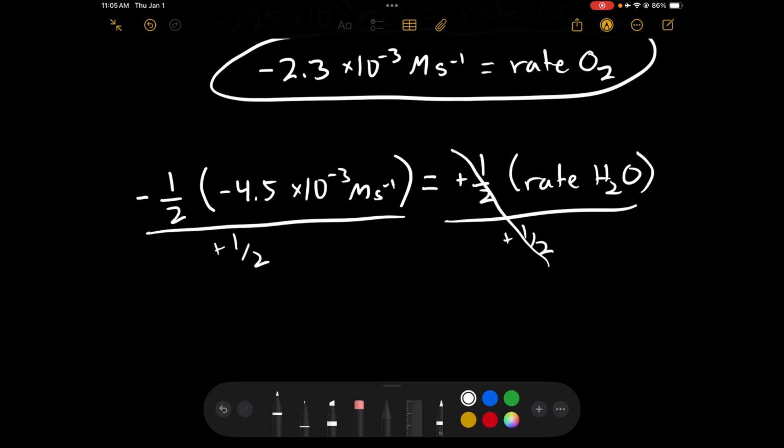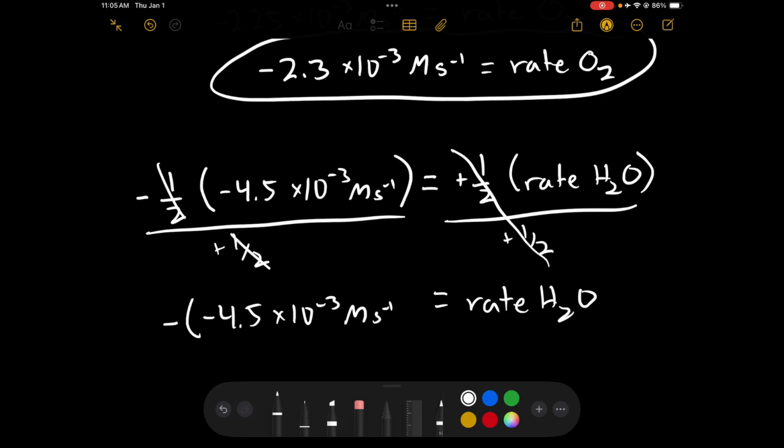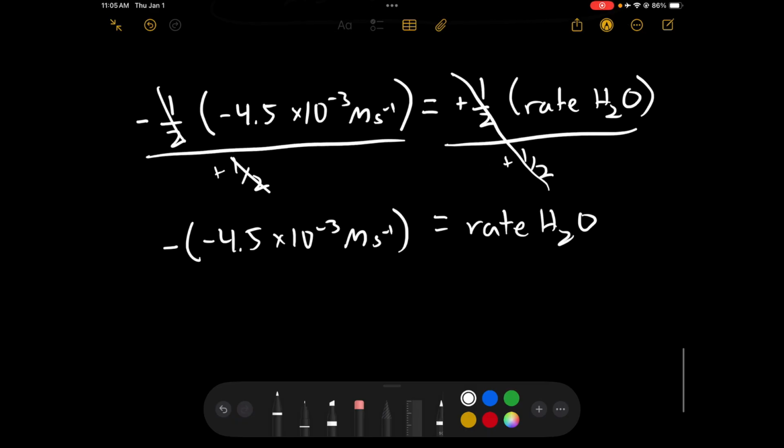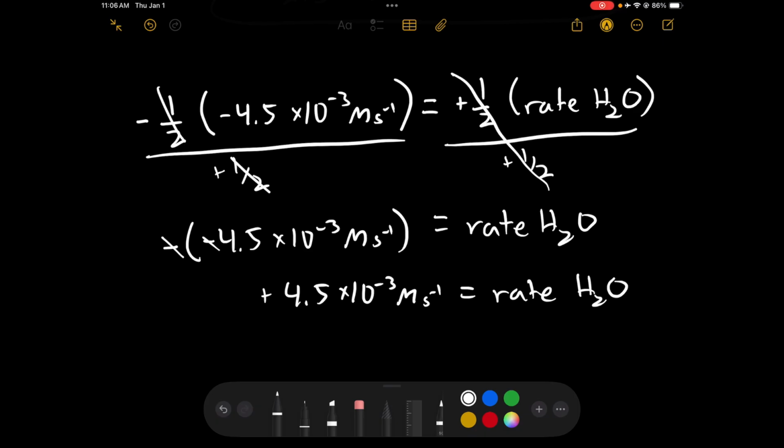All right, that 1/2 goes away, leaving me with rate of H2O on one side. The 1/2s are going to cancel, but the negative doesn't. So what I'm left with is negative times negative 4.5 times 10 to the negative third on that side. Negative times a negative is a positive, so I am left with positive 4.5 times 10 to the negative third molarity per second, and that is equal to the rate of H2O appearance.